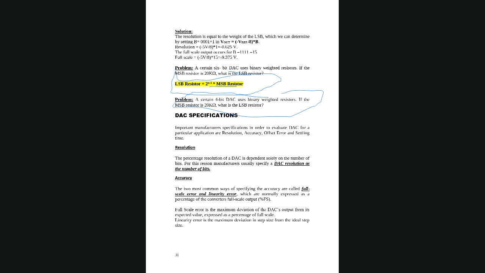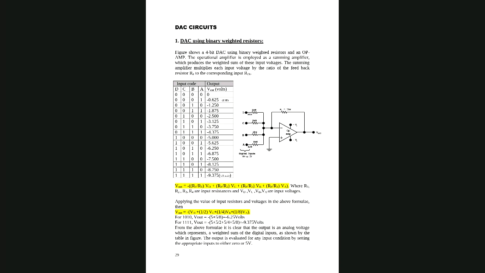If you are given the LSB resistor and you have to find the MSB, you will only divide it by 2 to the power n minus 1. So it depends on what you have. And I explained in detail why it is 2 to the power n minus 1. Remember, for the 4 bit, 1 kilo was the MSB and 8 kilo was the LSB.